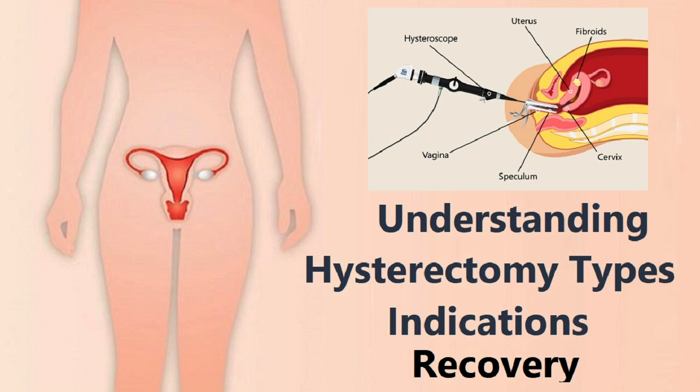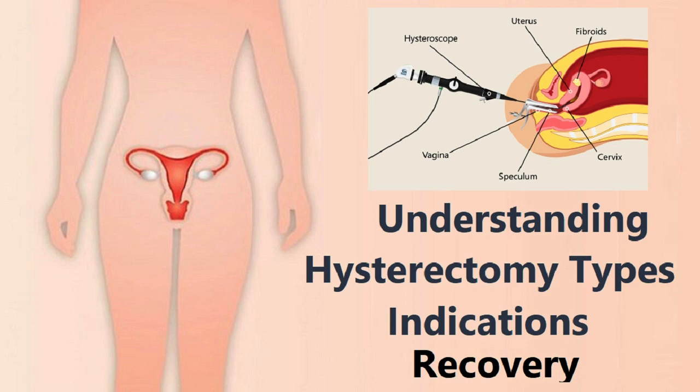Indications for hysterectomy. Hysterectomy is considered when other medical treatments have not effectively addressed certain gynecological conditions. Some common indications for hysterectomy include 1. Uterine fibroids. Large or symptomatic fibroids that cause significant pain, bleeding, or pressure on nearby organs may require a hysterectomy.